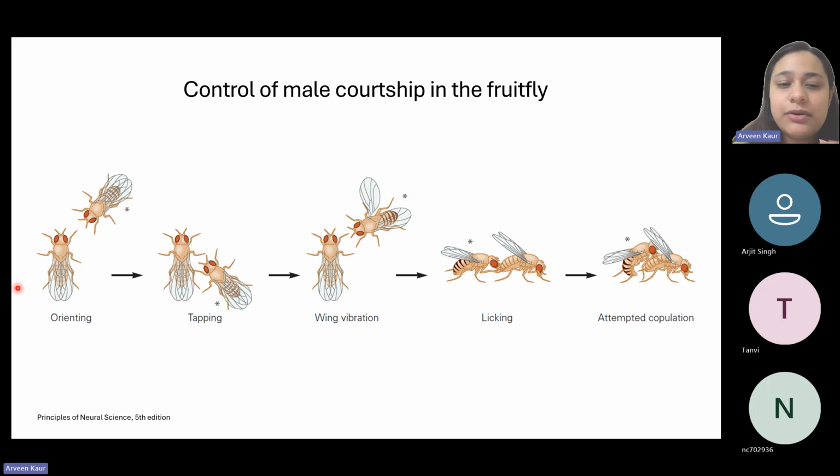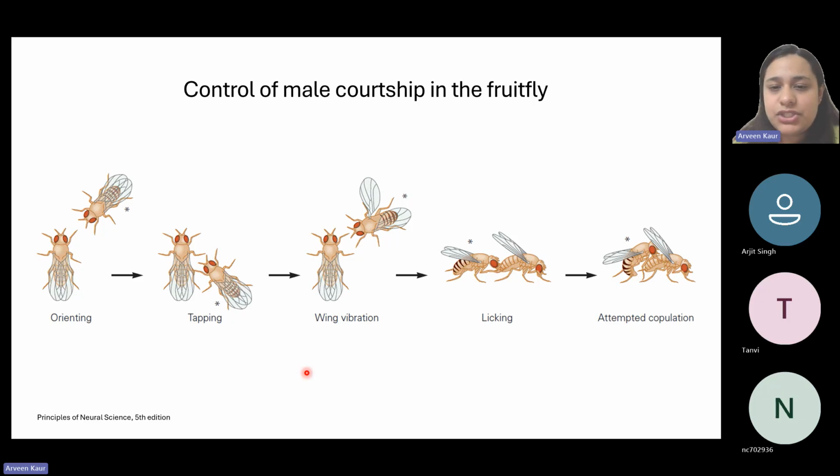Then it will go and tap the female, continuously, right? Then it will also have some wing vibration. It will shutter its wing very quickly so that it can draw attention from the female, right? Then it will lick the posterior of the female and attempt copulation. If this female is fine with that, it will stay. Otherwise, this female will just get rid of this male fruit fly. That is what happens, right?